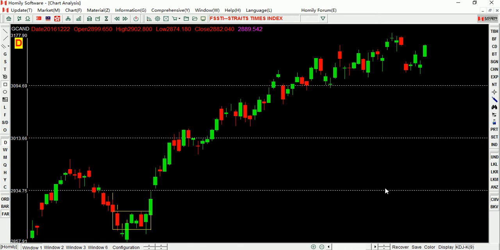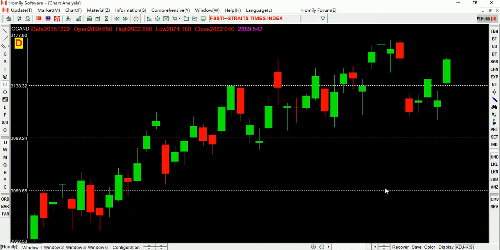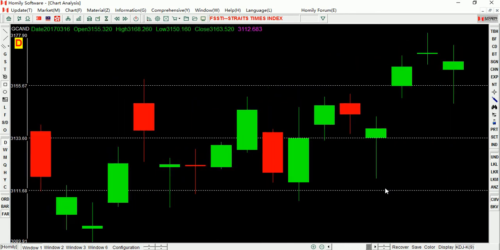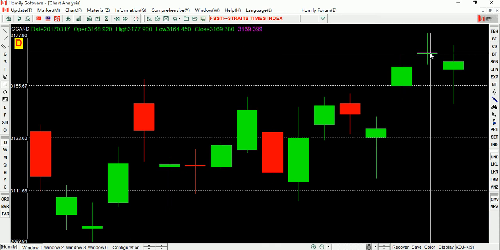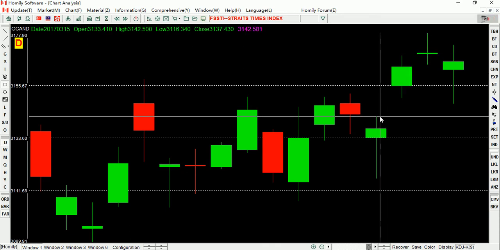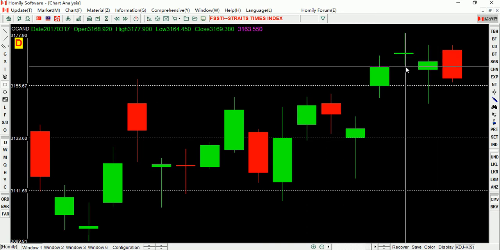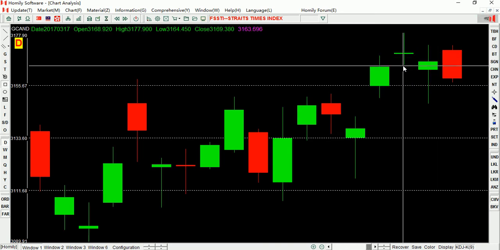How to confirm the market will go down? You can use this method. What's the method? So we can see here, this is the high point, right? Because the high price is higher than the previous two and the next two. So we confirm that this is the high point.